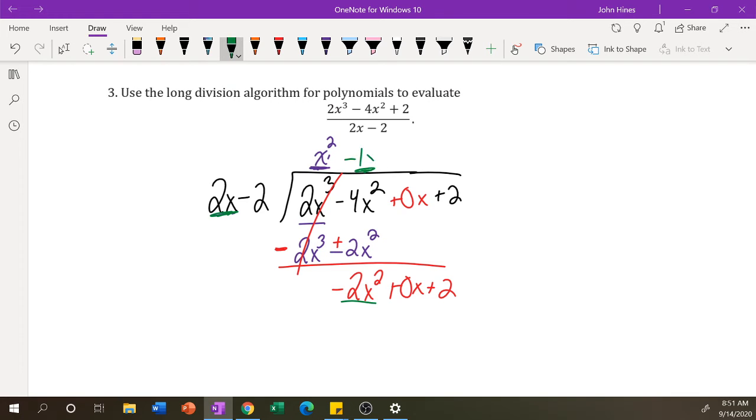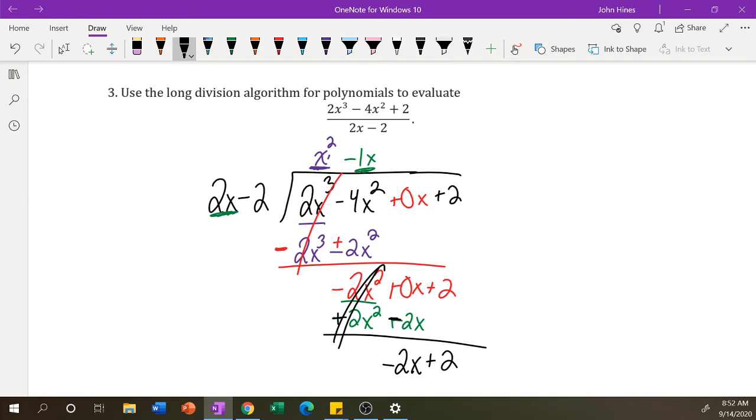Well, that'd be negative 1x, I believe. Negative 1x times 2x, good. Negative 2x squared. Keep multiplying. Negative 1x times negative 2 is positive 2. Well, now comes that subtraction step, and how do I subtract? Well, I subtract by changing everybody's sign. That guy becomes positive, that term becomes negative. Goodbye, goodbye. And we're left with negative 2x plus 2.